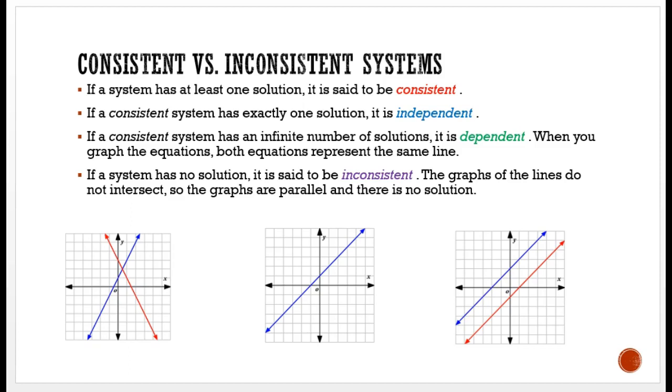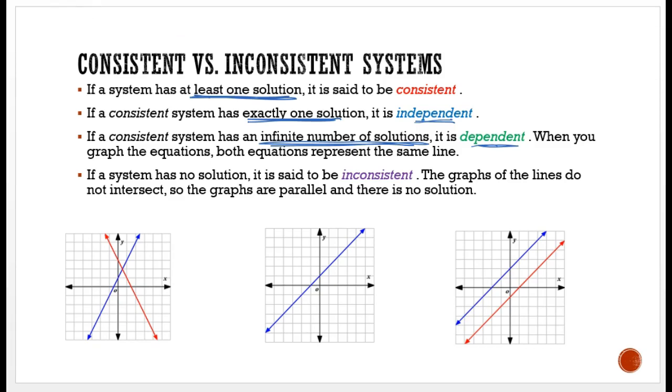If a system has at least one solution, it is said to be consistent. Notice, at least one solution. It can have more than one, at least one. So if it's consistent, there are two options. If it has exactly one, it's called independent. If it's consistent and has an infinite number of solutions, then it's called dependent. So exactly one is independent, infinitely many is dependent.